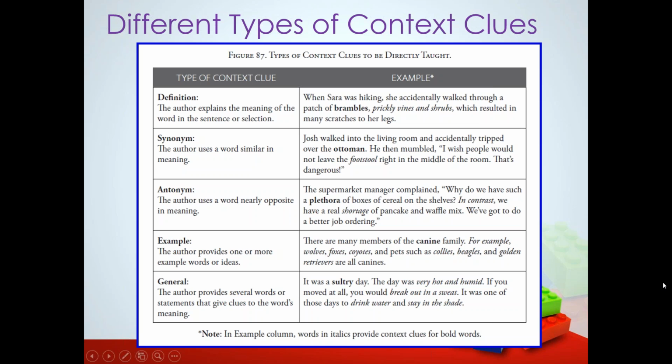They're not the only ones. There are others out there, but these are the ones that I like to teach. It's just kind of a nice little package there. So definition, synonym, antonym, example, and then general.